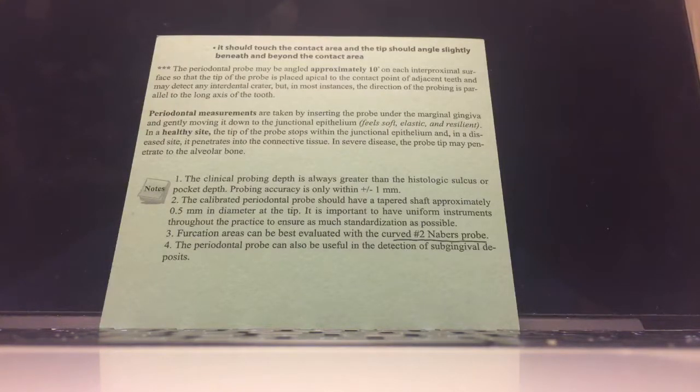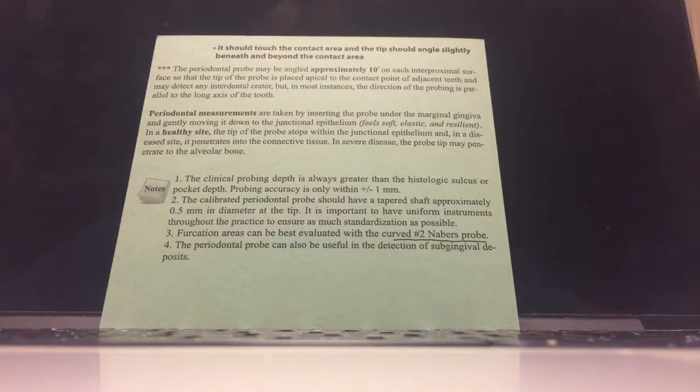The periodontal probe may be angled approximately 10 degrees on each interproximal surface so that the tip of the probe is placed apical to the contact area of the adjacent teeth and may detect any interdental crater, but in most instances the direction of the probing is parallel to the long axis of the tooth. Periodontal measurements are taken by inserting the probe under the marginal gingiva and gently moving it down to the junctional epithelium. It feels soft, elastic, and resilient.